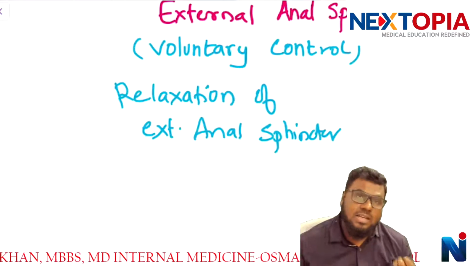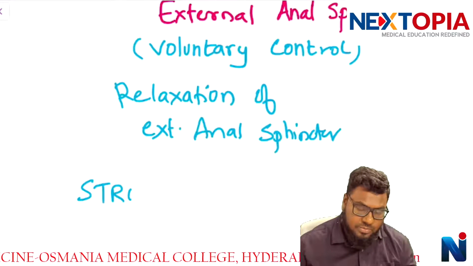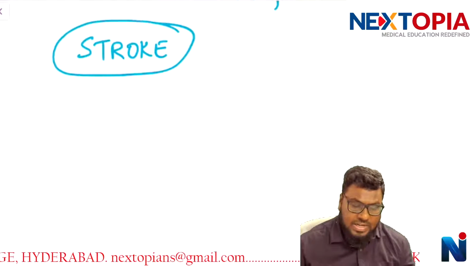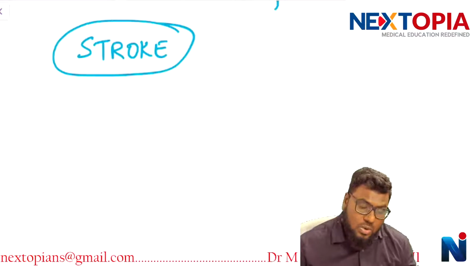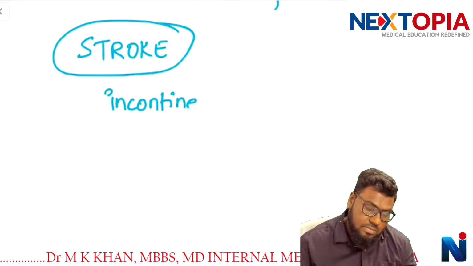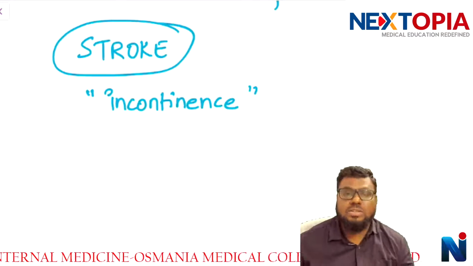Whenever the rectum fills suddenly, as occurs in case of stroke, when your cerebral cortex is not functioning properly, there is an infarct in the cerebral cortex in the area of sphincter control, the medial aspect of the cortex. It results in incontinence. This we'll read in the central nervous system chapter.